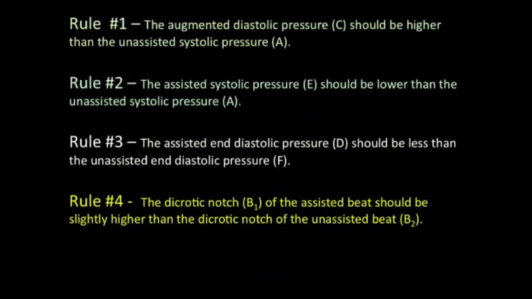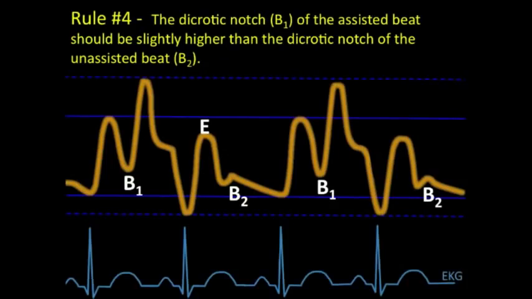And finally, rule number 4, the dichrotic notch of the assisted beat should be slightly higher than the dichrotic notch of the unassisted beat. So the curve in our example meets all 4 of those criteria. And indeed, in this patient, the balloon pump was positioned properly, and essentially our balloon was optimized.